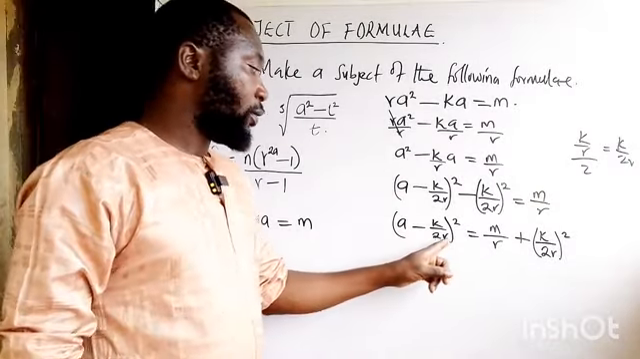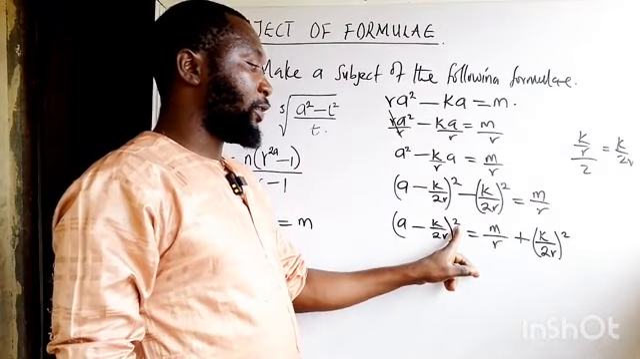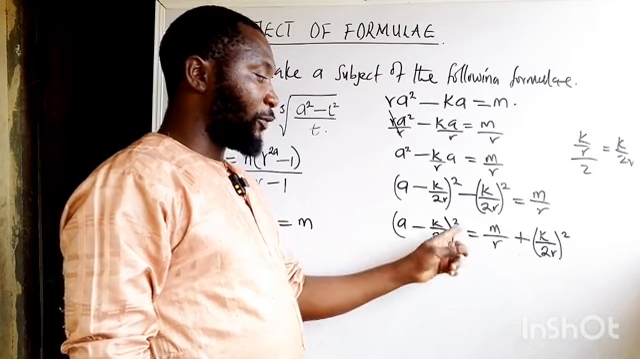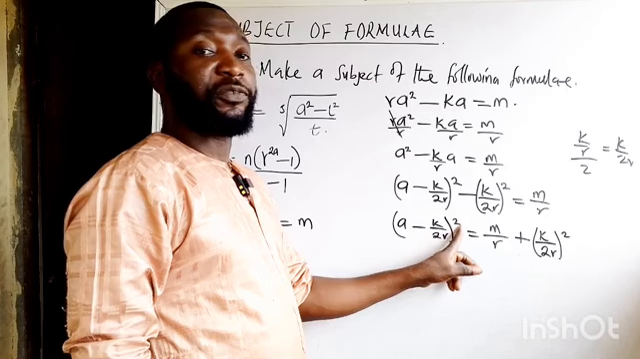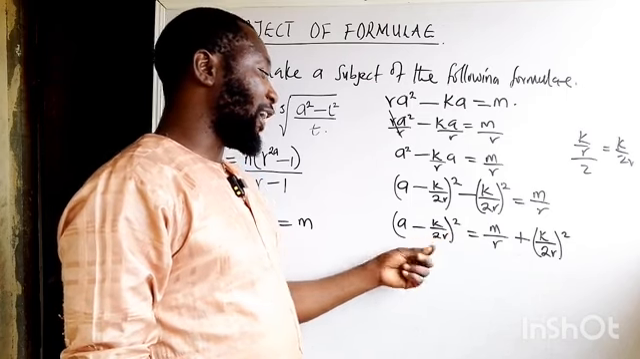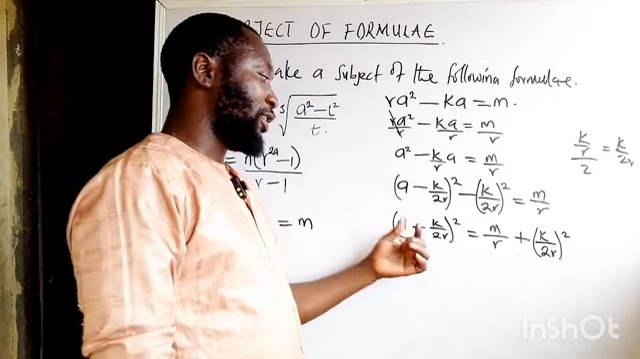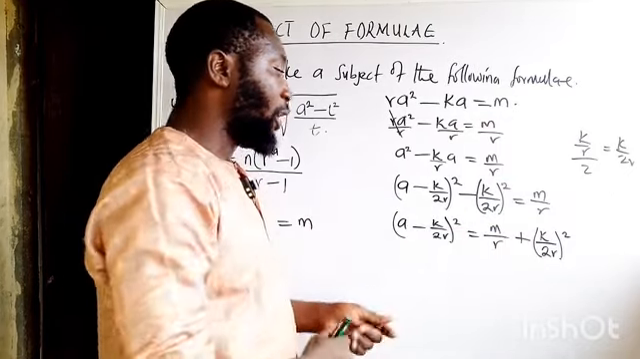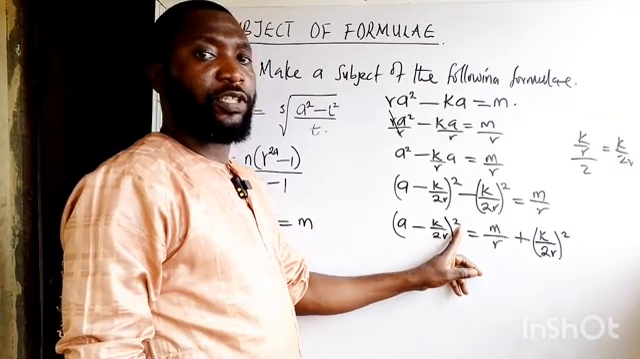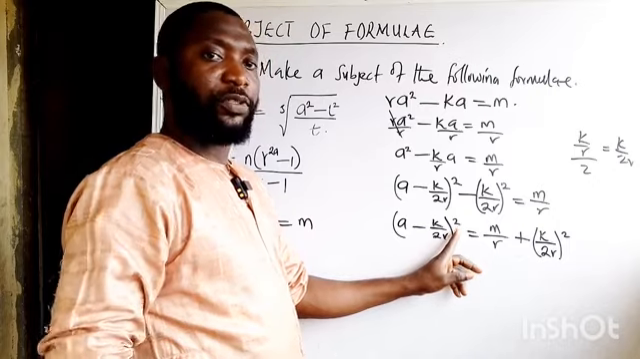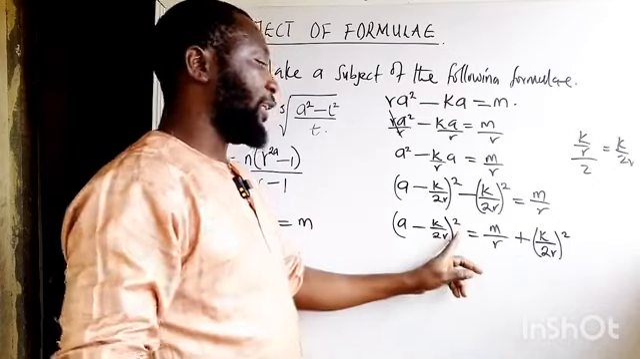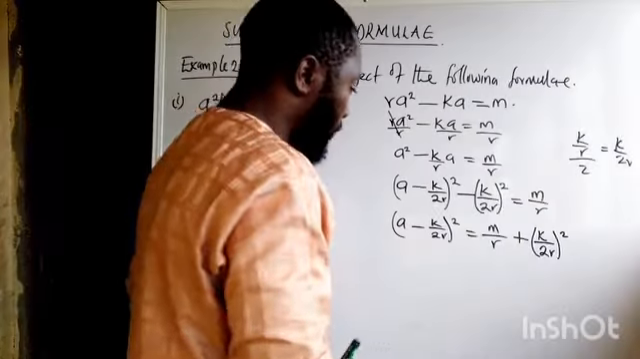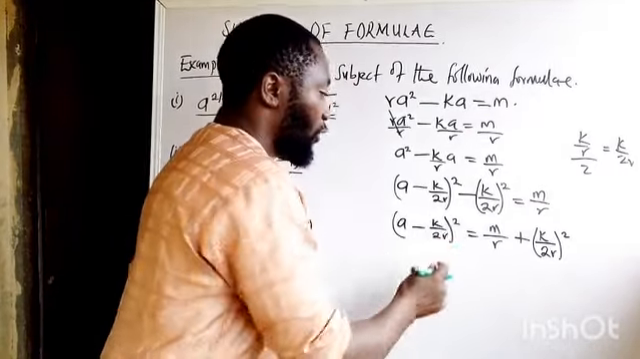Again, we can see here that we cannot remove this from a without first removing this power. This power is not directly joined to a; it is joined to a with other variables. So you have to first remove this power so that we can take this away. To remove a square, you have to take the square root. If the power is 3, you take the cube root, and that is how you continue, nth root, 5th root, 3rd root. So now we take the square root of both sides.